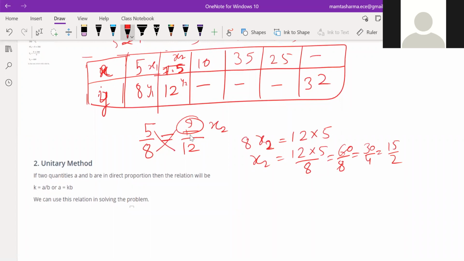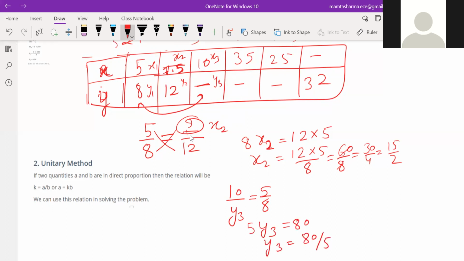Now you have to find out this value, X3, Y3, the value of Y3. So equate these two ratios. The ratio of X3 by Y3 should be equal to 5 by 8. All the ratios should be equal to 5 by 8. Now again cross multiply. 5 Y3 equals 8 into 10, which is 80. Y3 will be 80 by 5.